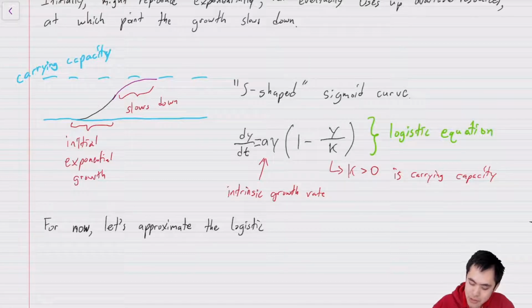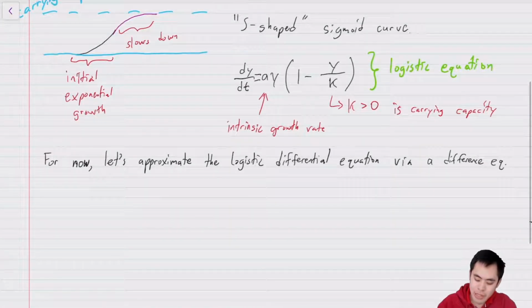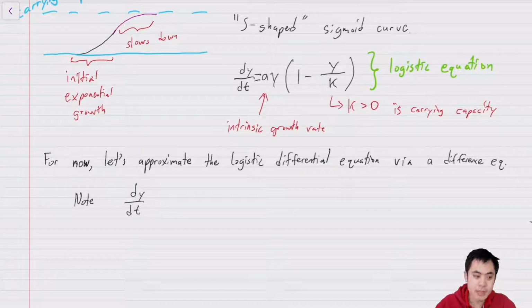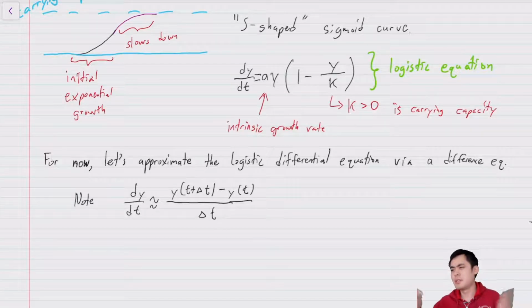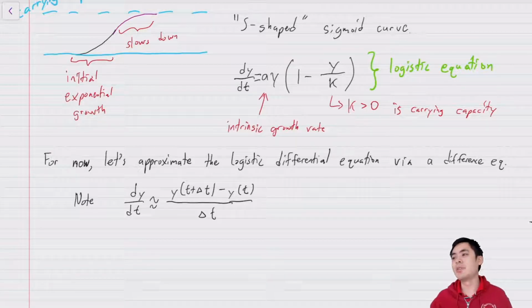Let me be specific. The logistic differential equation via a difference equation. So to do that, we're going to have to approximate, and we're going to have discrete time steps, right? So let's think. dy/dt is approximately equal to (y(t + Δt) − y(t)) divided by Δt. So that's just the baby calculus version of what a derivative is. And obviously, as Δt goes to 0, that is one way of defining the derivative.